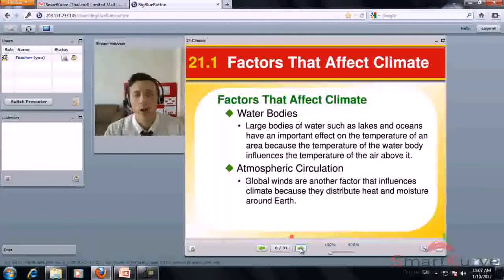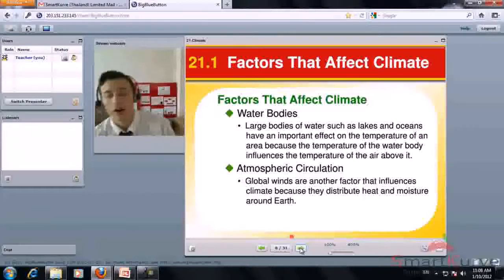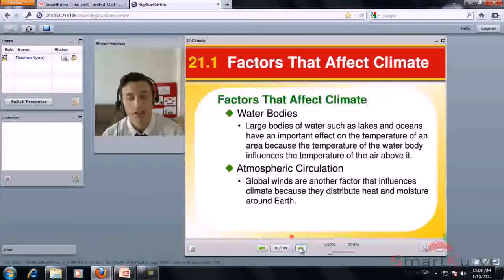Another factor, bodies of water, oceans and seas. Large bodies of water such as lakes and oceans have an important effect on the temperature of an area because the temperature of the water influences the temperature of the air above it. So, warm water can warm the air above it.